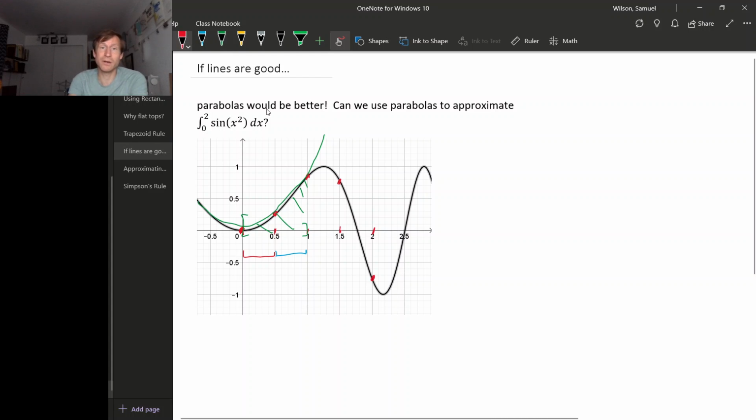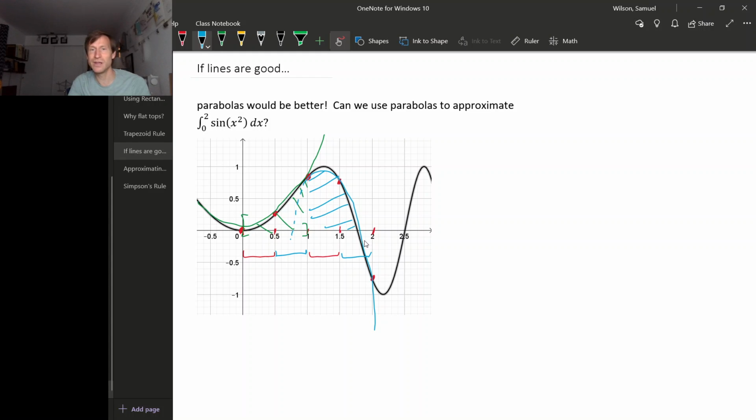On the second pair of subintervals, so from 1 to 1.5 and 1.5 to 2, again we have 3 data points. So again we can find a unique parabola that goes through these data points. And maybe it looks like this. Okay, you can see if you go outside of the pair of intervals, the parabola stops following the function, but as long as your intervals aren't too big, the parabola should follow the function pretty closely on this pair of intervals. And then the area under the parabola on these 2 intervals is very close to the area under the graph of the original function.